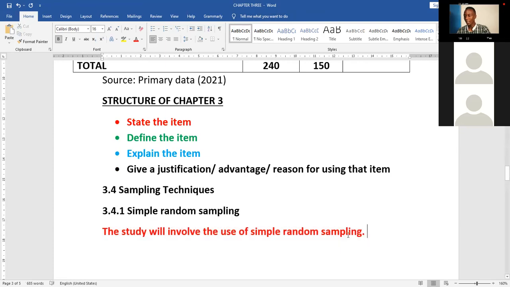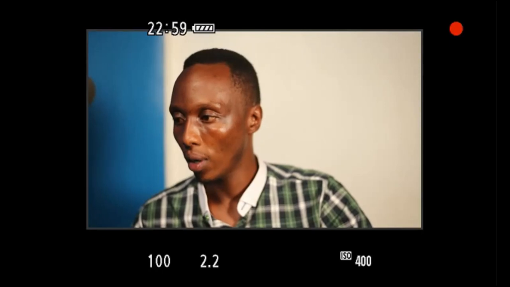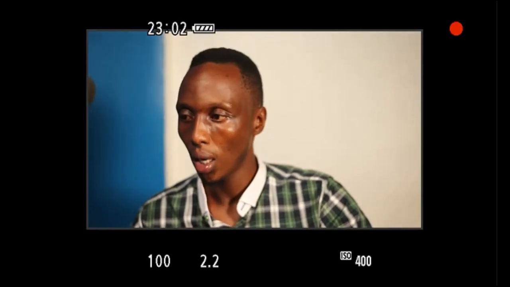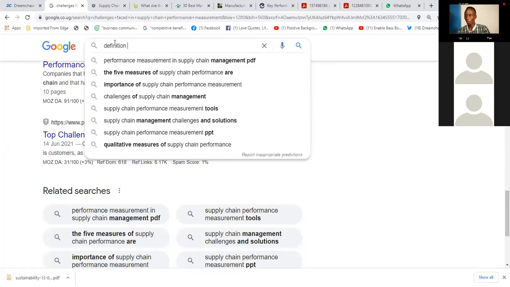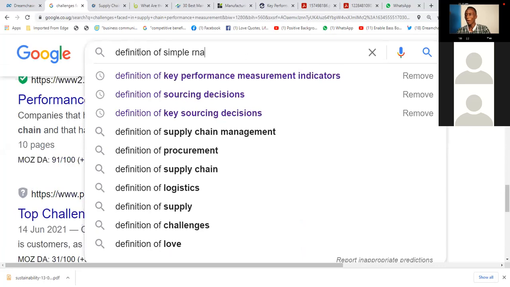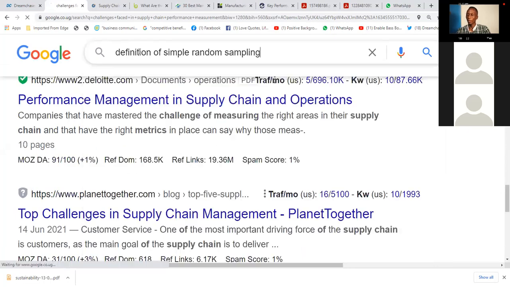Now what is next? The next thing is defining the item. So what is the item here? Our item here is simple random sampling. So we are going to go to the internet and then look for the definition of simple random sampling. Okay, so let us go back to Google. Where is our Google page? It is here. So we are going to come here and then look for the definition of simple random sampling, just like this.